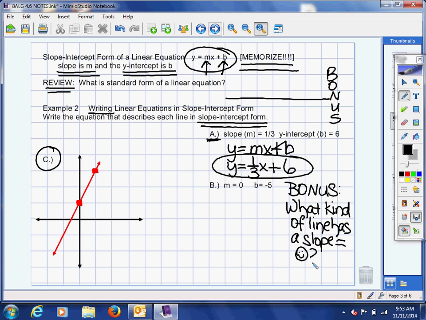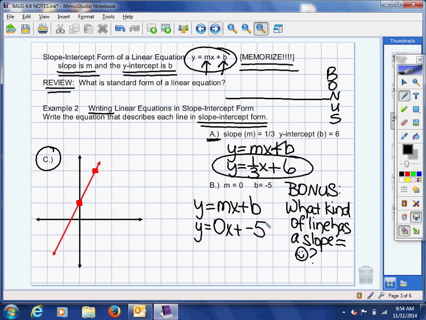So, all right, let's get back to letter B. We have a slope of 0 and a y-intercept that's equal to -5. Well, the first thing you've got to do is remember what slope-intercept form is. So write it again. Just keep writing it until it's totally memorized, okay? y = mx + b. And we're going to plug in what we know.